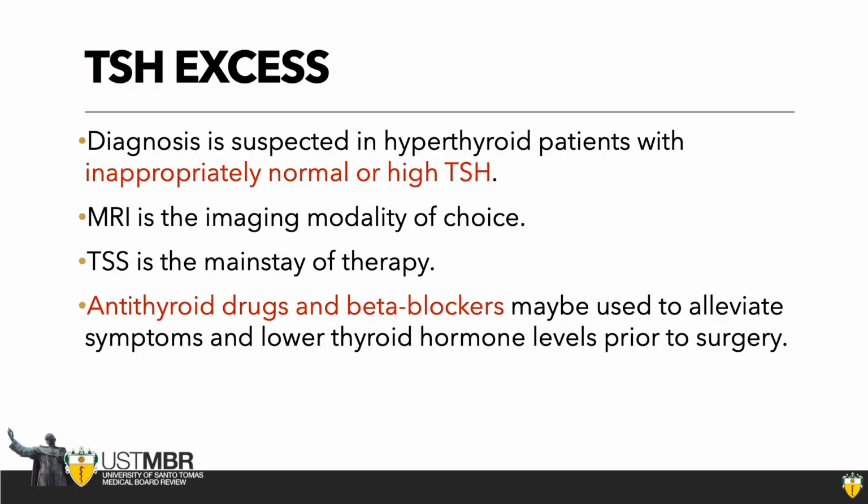You suspect a TSH-producing pituitary adenoma if you have high thyroid hormones, yet your TSH, which by negative feedback is supposed to be low, did not go down. It remained normal or very high. Then if they're all high going in the same direction, it doesn't make sense because there's supposed to be negative feedback. If that doesn't happen, then you suspect that there might be a TSH-producing pituitary adenoma. And the main treatment is surgical.